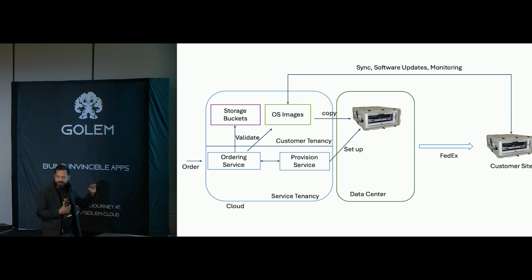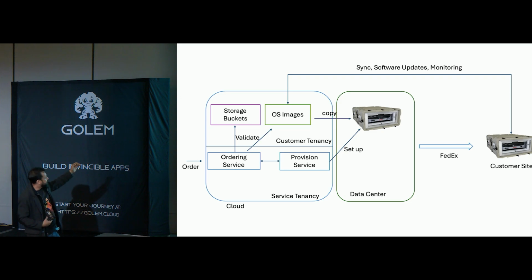Now, the provisioning service basically works with the ordering service at that point, asking, hey, what are the orders we have got for this device? And we assign the device to an order. And then we use the device. So at that point, the device gets a credential to be able to access those buckets from the user side, right?